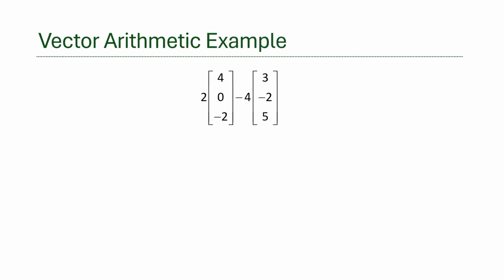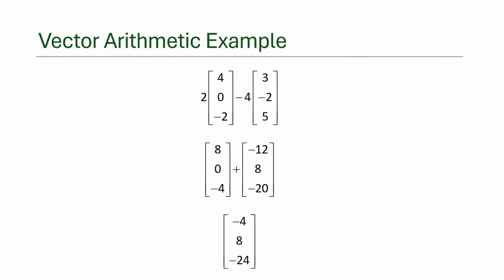So let's look at an example here. Say I want to combine these two vectors together. First, I'm going to apply the scalar rule. I'm going to multiply all the terms of the first vector by 2 and all the terms of the second vector by -4. So the vectors become 8, 0, -4, and -12, 8, 20. And now I can add them together just by adding their components. 8 plus -12 is -4, 0 plus 8 is 8, -4 plus -20 is -24. And that really is all there is to scalar multiplication and addition of vectors.